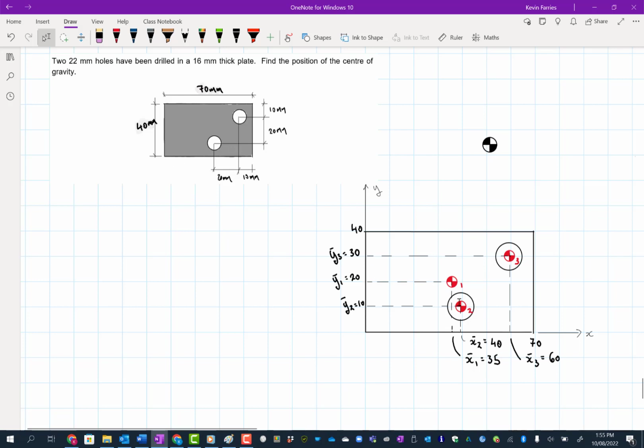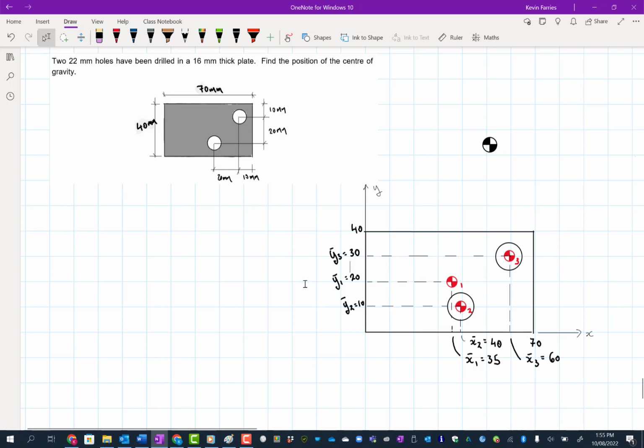And so, for example, for this centroid of hole 2, well, this is 10, this is 20, 30, 40 minus 30 is 10, so the distance up must be 10 millimeters. And the distance in the other direction, we've got 70, take away 10, take away 20, so the distance that way must be 40 millimeters. That's all I've done there.